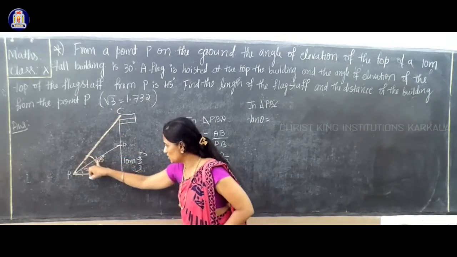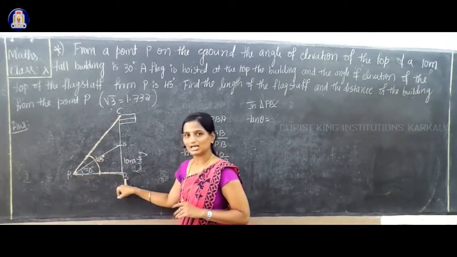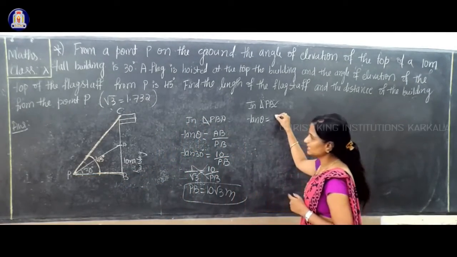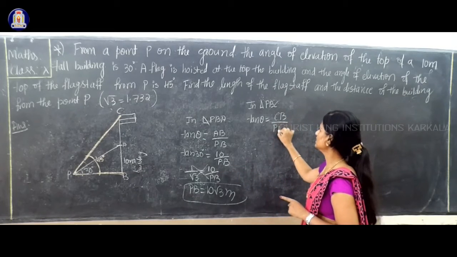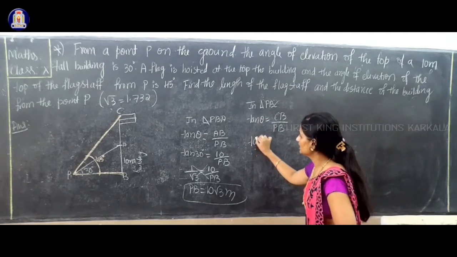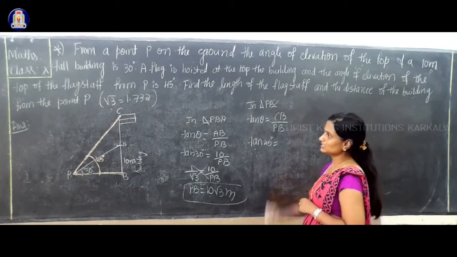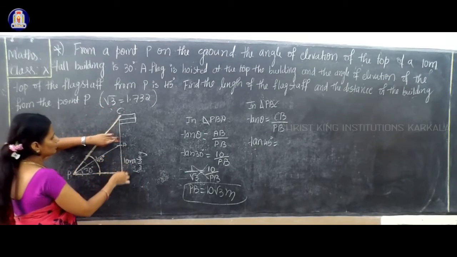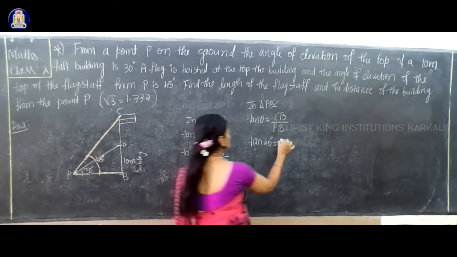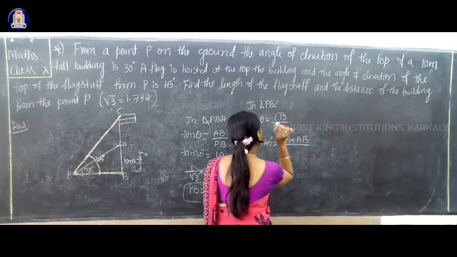PBC. So this is your angle, this is the opposite side, and this is your adjacent side. So the opposite side is CB divided by the adjacent side PB. So what is your theta? Theta is 45 degree. What is your CB? CB can be written as CA plus AB, so CA plus AB divided by PB.